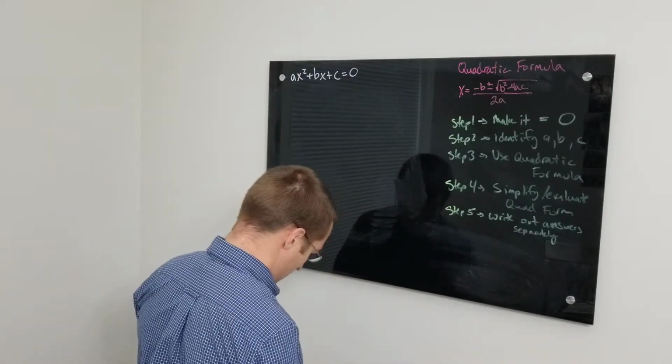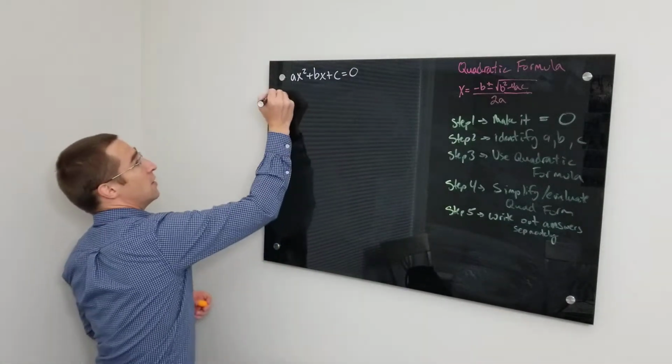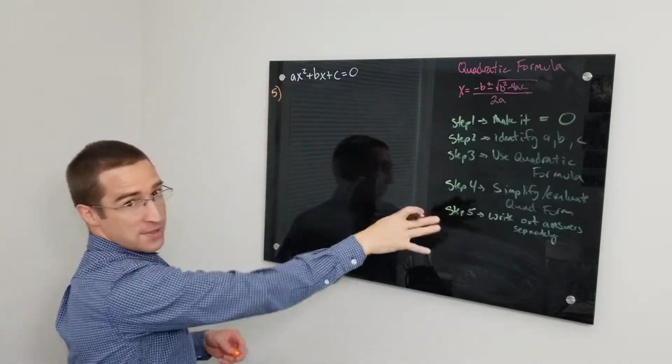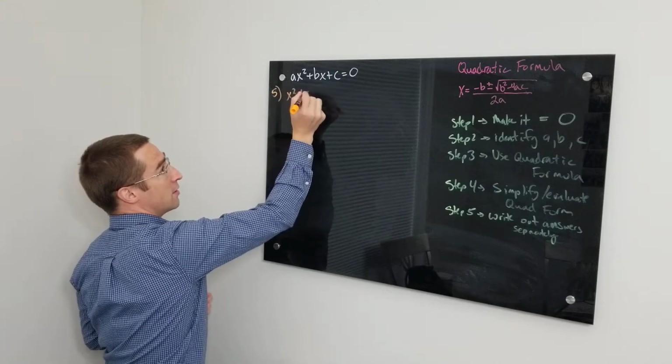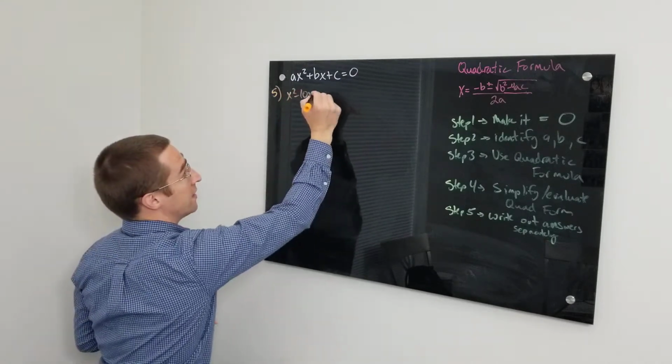Here we go with problem 5. And we're going to use these same steps for problem 5. So here we have x squared minus 10x minus 8 equals 3.